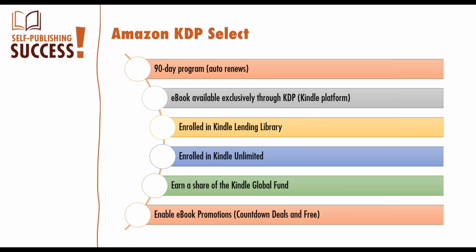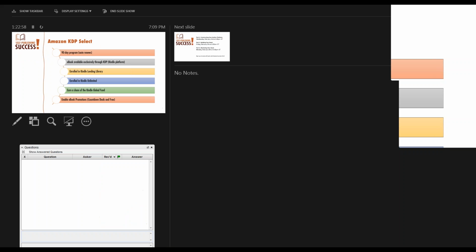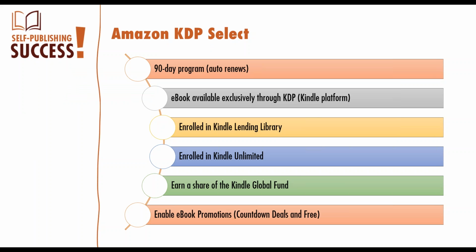So it's really good for building up fans and promotional purposes that you can say, hey, if you're a member of Kindle Unlimited, you can get my ebook for free. They get it for free. You make a little bit of money. You gain a new fan. You get them to sign up to your email list, and they learn about your other books and buy more books. It's a good system. And that's what that Kindle Global Fund is.